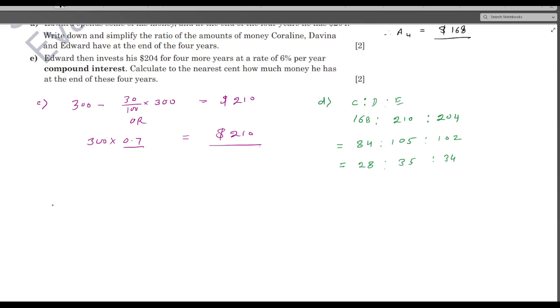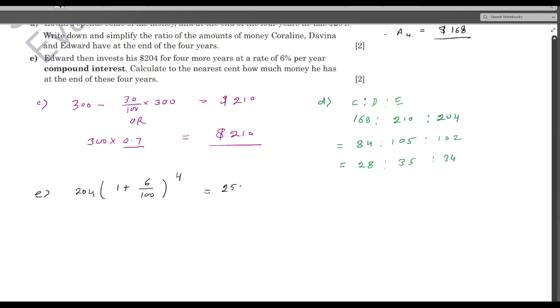So amount at the end of the 4 years for E is your amount in the beginning, A, times 1 plus the rate, 6%, since you are investing it for 4 years. So this is going to be your final amount, that is 1.06 power 4 times your 200. Not 200, it is 204. So this is 204. Okay, so the result will be 257.257.